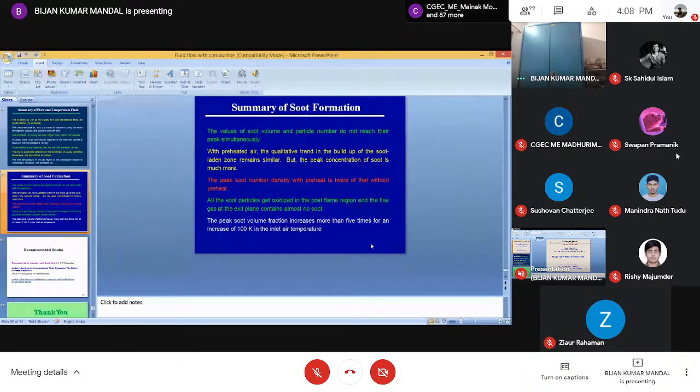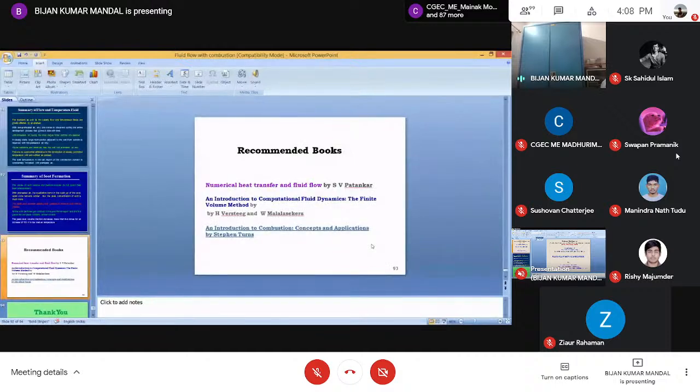So now I'm giving you the recommended books. Numerical Heat Transfer and Fluid Flow, this is a book by S.V. Patankar. This is written in a very nice manner, and the book size is also very small. Those who are interested in CFD can study from here initially. It is written like a story, and that is a very popular book also. Then of course there is another book, Introduction to Computational Fluid Dynamics: Finite Volume Method, by Versteeg and Malalasekera.